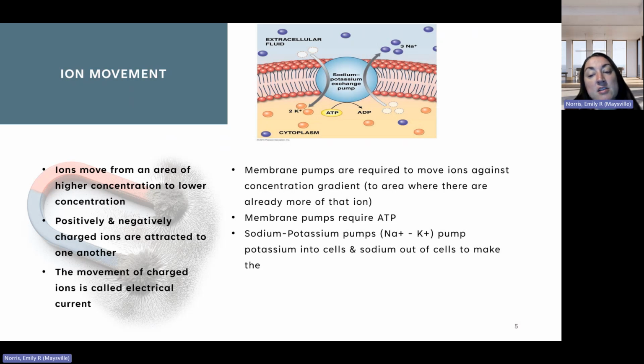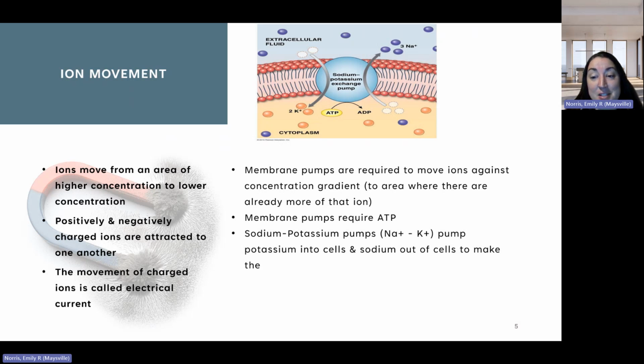Membrane pumps are required to move ions against the concentration gradient. So rather than what they naturally want to do, move from an area of high concentration to low, these pumps actually push them to an area where they're already more concentrated. This system requires energy in the form of ATP in order to move those particles against the gradient. Sodium-potassium pumps pump potassium into cells and sodium out of cells.